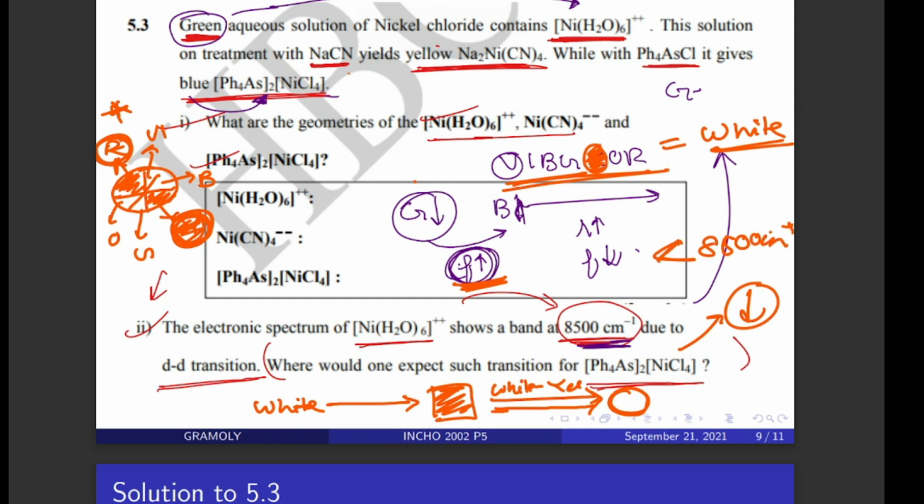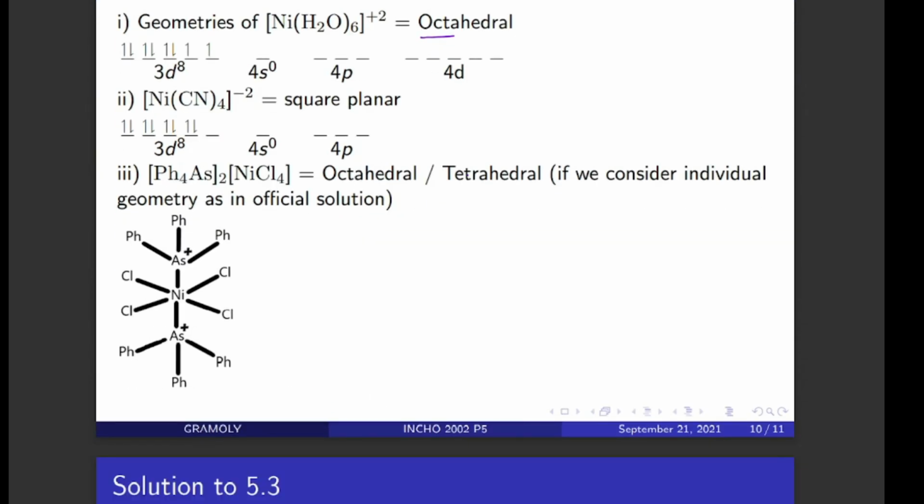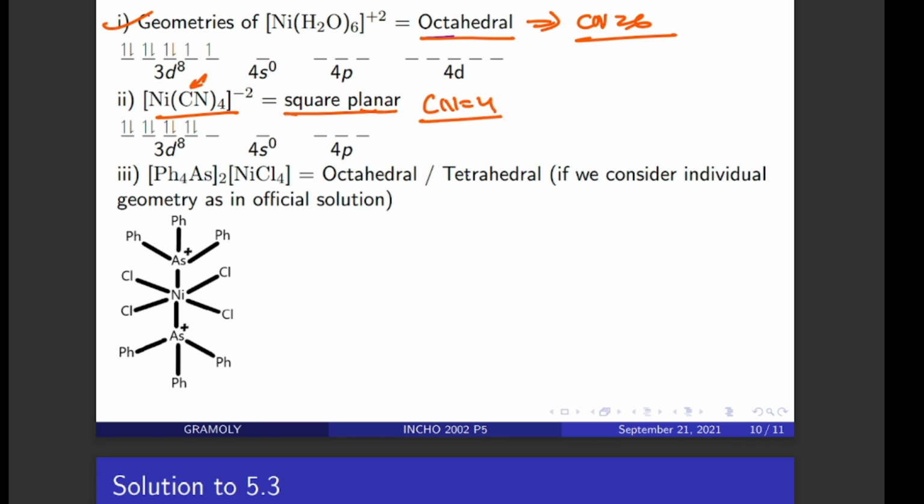So let's now proceed technically. As you can see, first of all, the geometry. It's quite obvious that it's octahedral as the coordination number is 6. Then we can judge the geometry of this particular complex as well, because its coordination number is 4, and secondly this CN minus is an SFL, which means it is a strong field ligand. So what would it do?